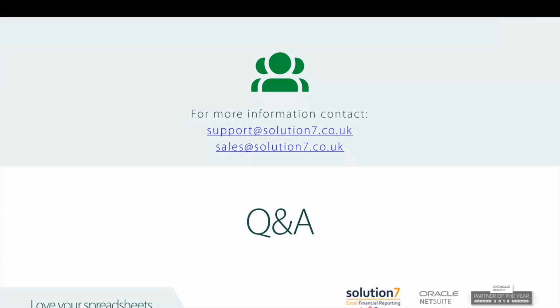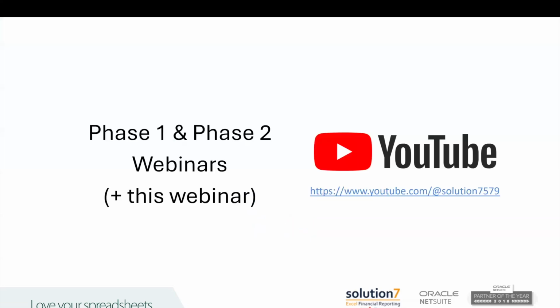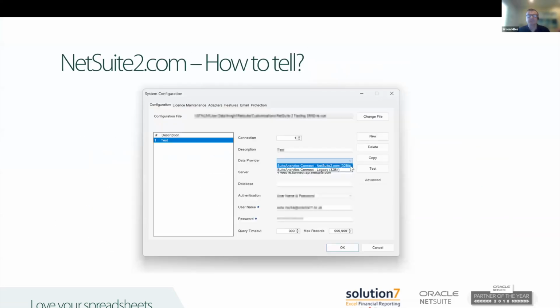I guess, could you go back to the configuration tab? Absolutely. There you go. It's really important to know. I've had a lot of questions about this. You can only see if you're connecting to NetSuite 2 in Solution 7 within the Solution 7 configuration. So the NetSuite 2 Suite Analytics Connect page might say NetSuite 2, but unless your configuration is set to NetSuite 2 under Data Provider, as Simon is showing here, you can't tell any other way that you are using NetSuite 2 in Solution 7. So make sure you check there.